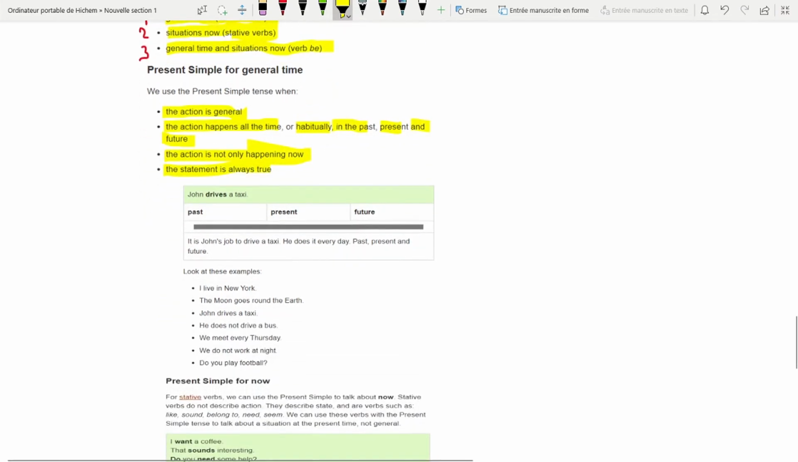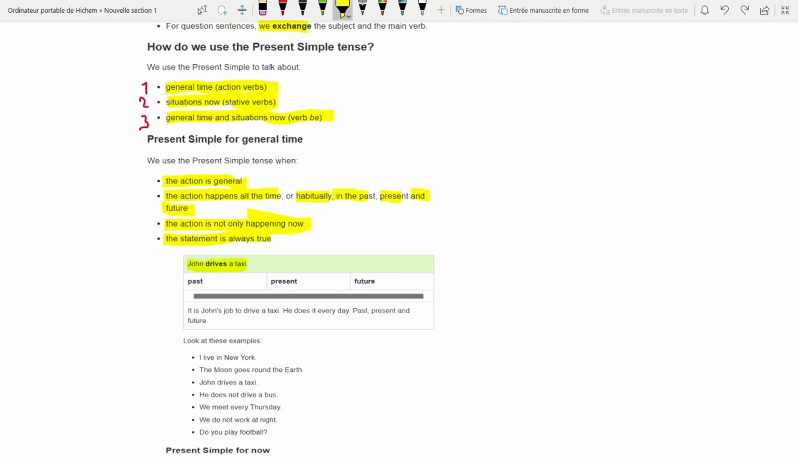Okay, let's take the example. John drives a taxi. Okay, this action happens in the past, in the present, and in the future, although we use the present simple. Okay, there is the s. To drive ends with an e, and since John is a he, we add an s to the verb.